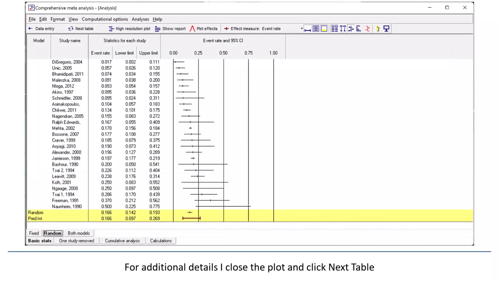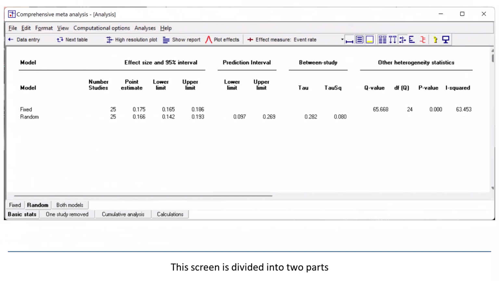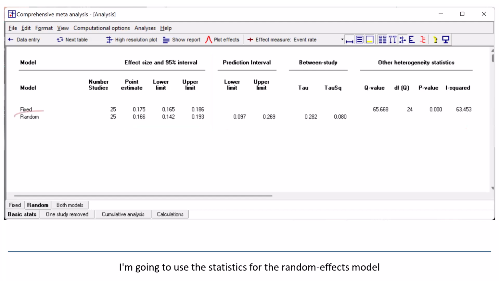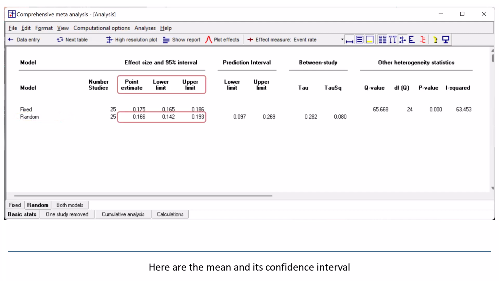For additional details, I close the plot and I click Next Table. This screen is divided into two parts. The left side of the screen deals with the mean effect size. The right side of the screen deals with heterogeneity. I'm going to use the statistics for the random effects model, and these are the same statistics that we saw on the prior screen. Here are the mean and its confidence interval.